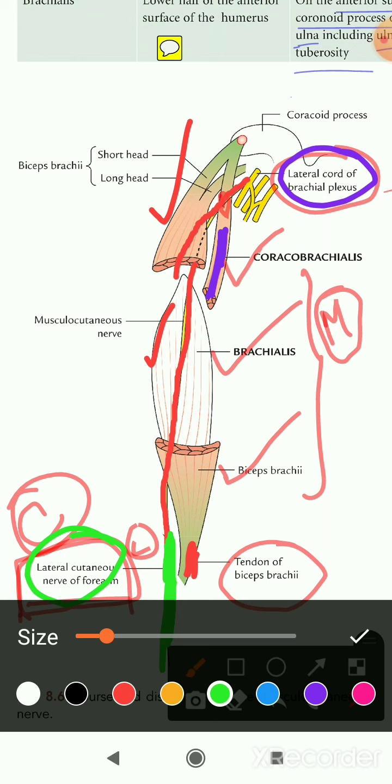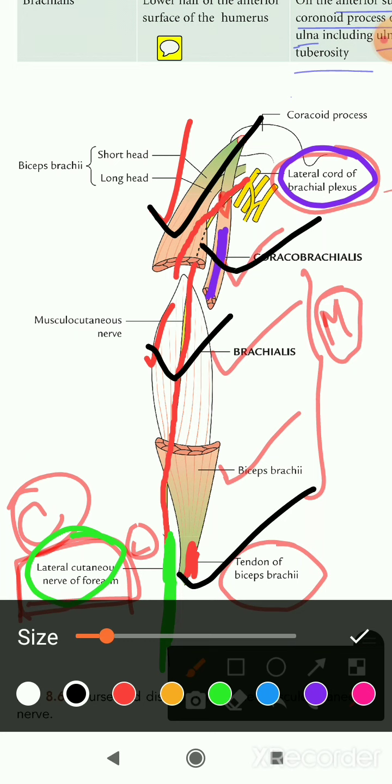So what structures are they supplying? Three muscles: biceps brachii, brachialis, coracobrachialis, one joint, the elbow joint, and the cutaneous supply of the forearm, the lateral aspect of the skin of the forearm.